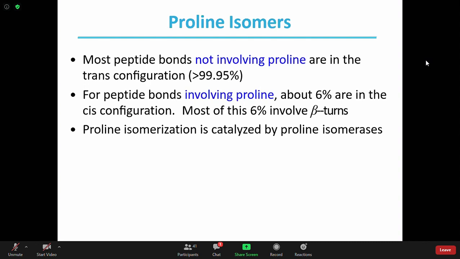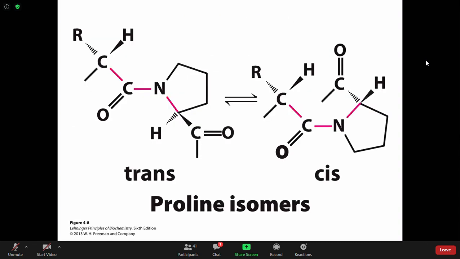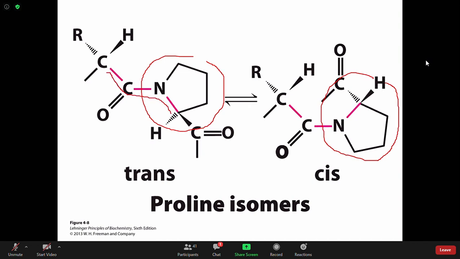So you can see here, this is trans, and this is cis. You can see the difference. Follow this bond: this is trans, and this is cis. Which one is the most stable? Of course, trans is more stable compared to cis. But the change between trans and cis sometimes happens spontaneously.